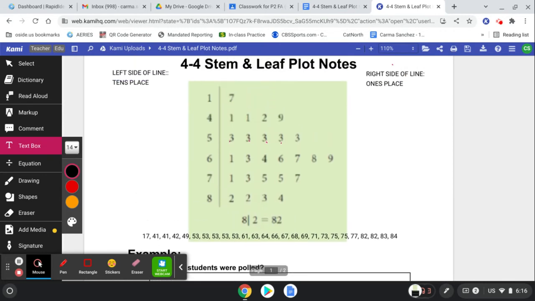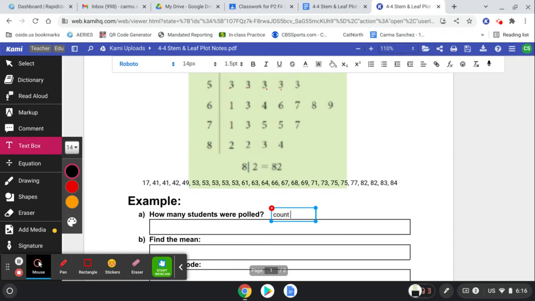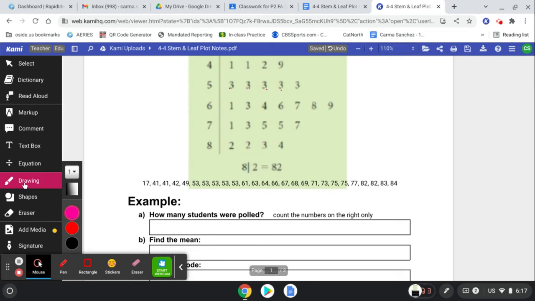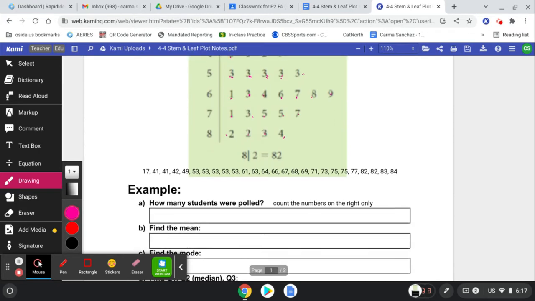Question 1 says how many students were polled. So the tens place is just a placeholder. How many is really just counting on the right. So I'm going to put a little note here to say count the numbers on the right only for this one. Okay, so here I go counting. 1, 2, 3, 4, 5, 6, 7, 8, 9, 10, 11, 12, 13, 14, 15, 16, 17, 18, 3 to 4 to 5, 26. I've got 26 students were polled.